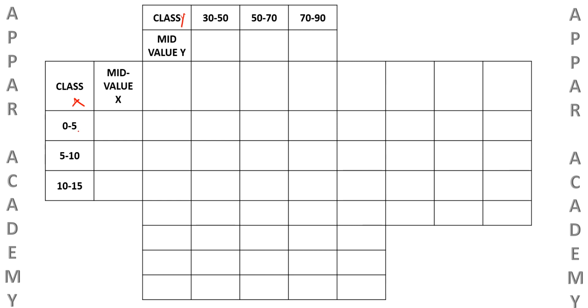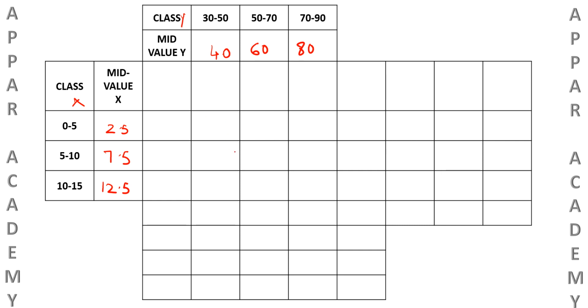So the mid value for x, from 0 to 5, becomes 2.5. 5 to 10 becomes 7.5. And 10 to 15 becomes 12.5. Similarly, mid values of y: for 30 to 50, it becomes 40. For 50 to 70, it becomes 60. And for 70 to 90, it becomes 80.